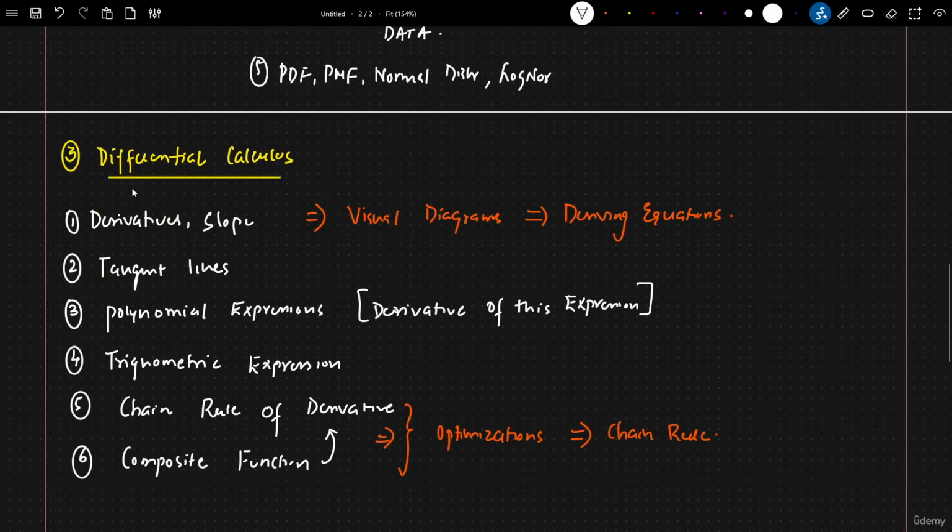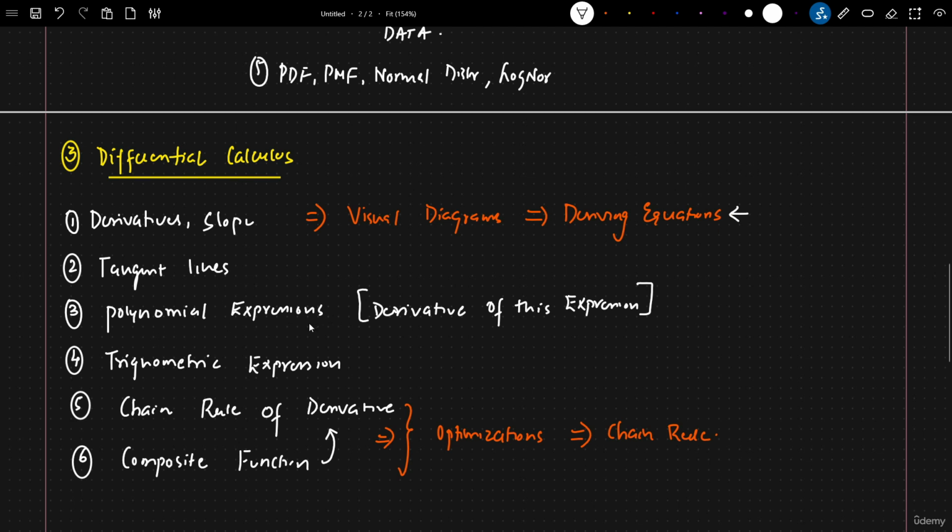Coming to the third one, which is very, very super important, which is nothing but differential calculus. We'll understand about derivatives, we'll be understanding about slopes. I'll be drawing all the visual diagrams in front of you. I'll be deriving some of the equations. I'll be talking about the importance of all these equations. We'll be talking about tangent lines.